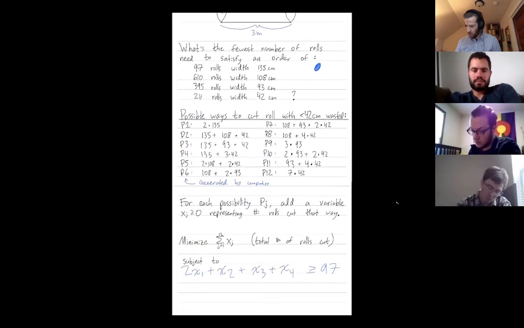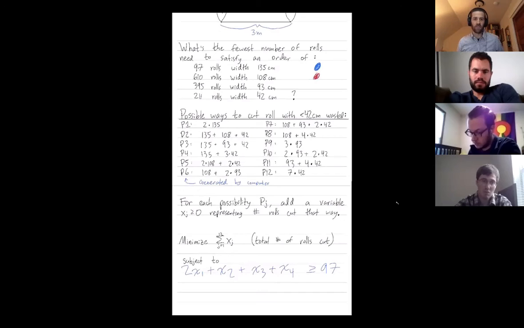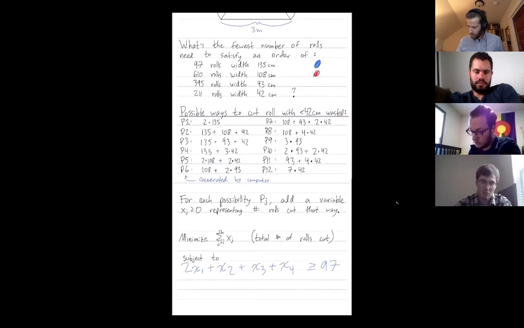Okay, so our next constraint will be coming from this. We need at least 610 rolls of width 108. Something's going to have to be at least 610. That something's going to be the number of rolls we get of width 108. And that is x2, since pattern p2 gives us 1 such roll, plus 2 times x5.